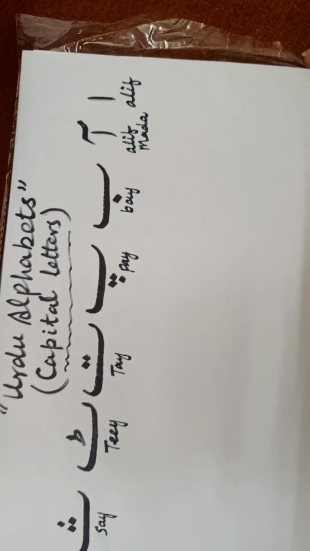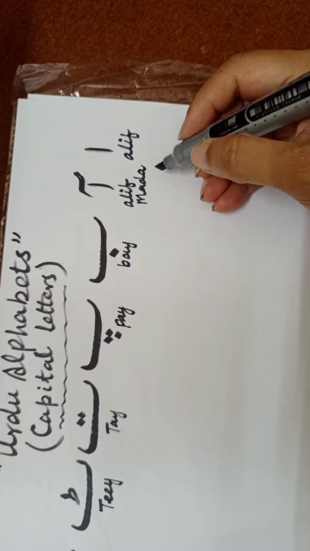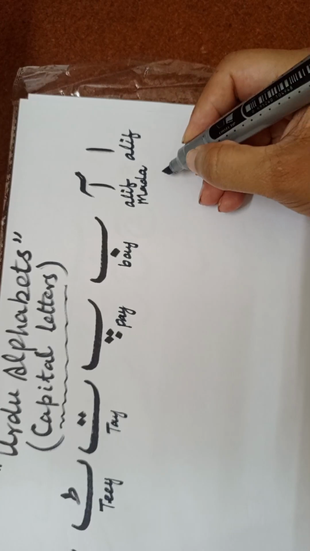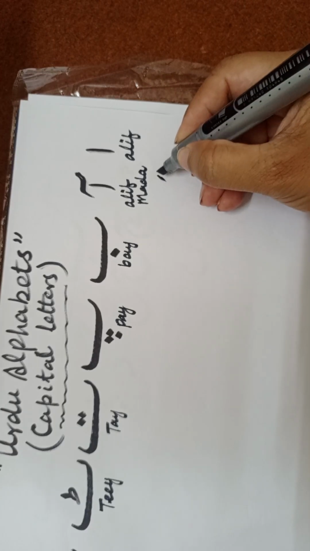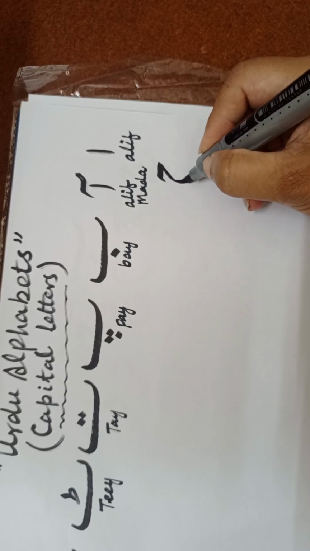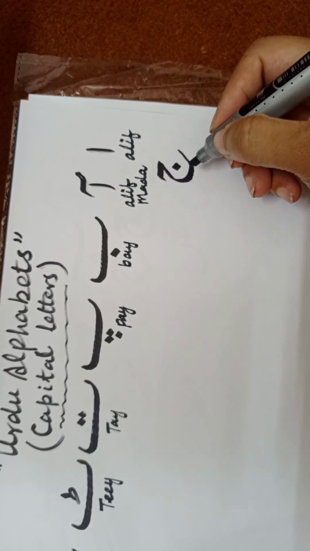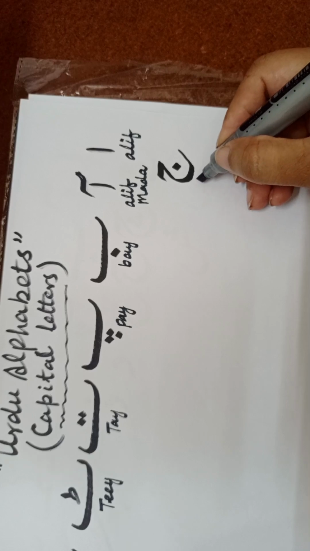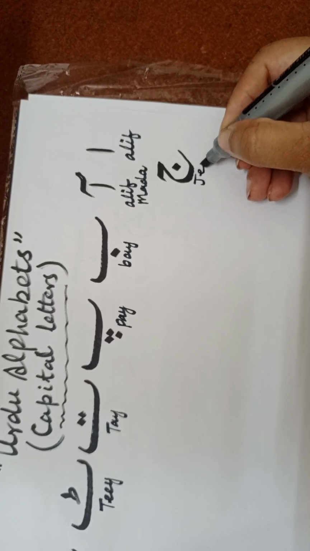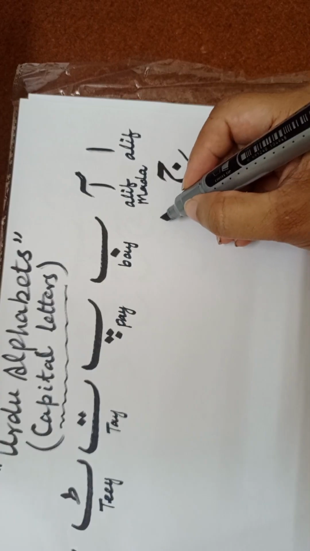All right. Today, what we have learned, I'm writing here, Jim. Look at the Jim shape. Make it a little bit like this. Go up this shape and make half round and place one dot in it. It is Jim. All right. Now write Che, same like Jim.